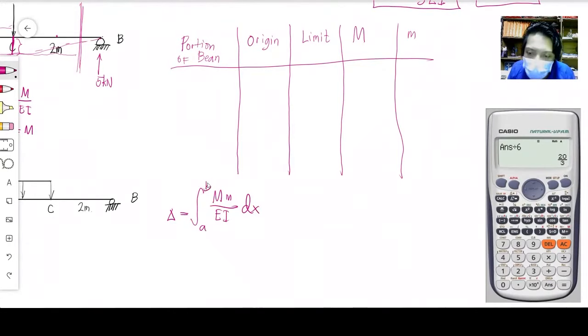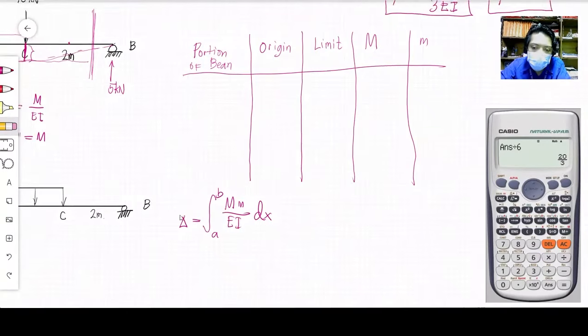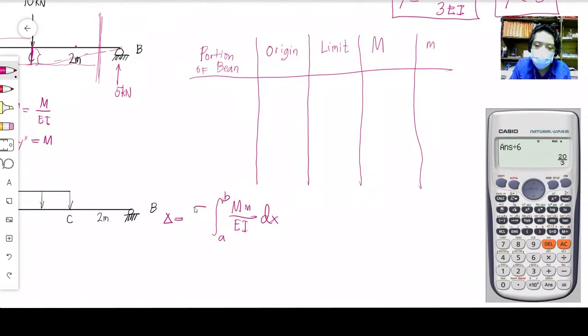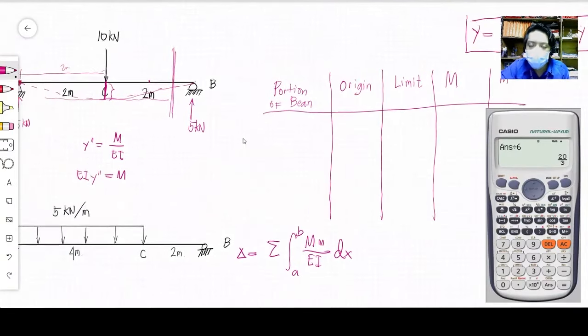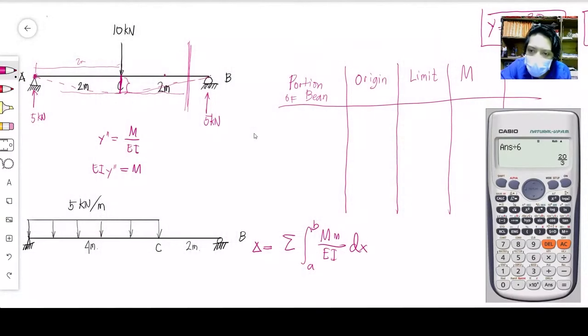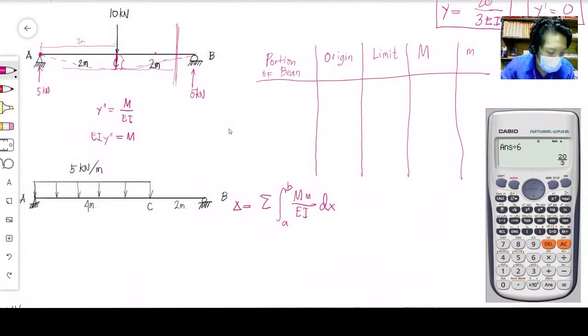The summation. I forgot to put the summation, because there are many portions of the beam. To demonstrate, let us try to solve this one. There are many portions of the beam. We have A, B, A, C, and B, C. So there are two portions, A, C and C, B.